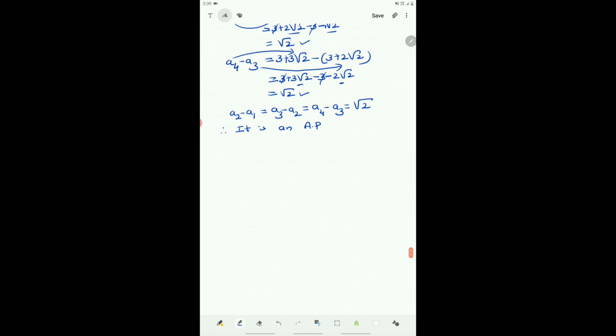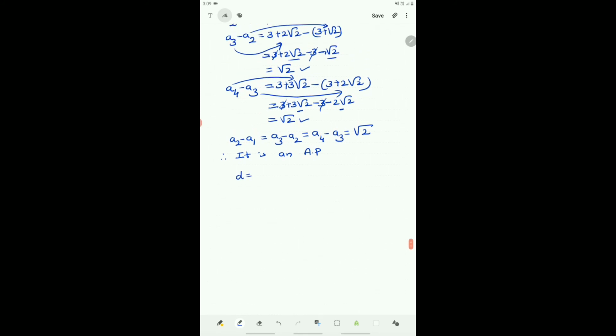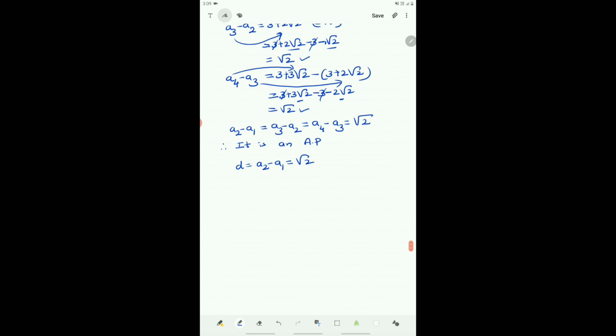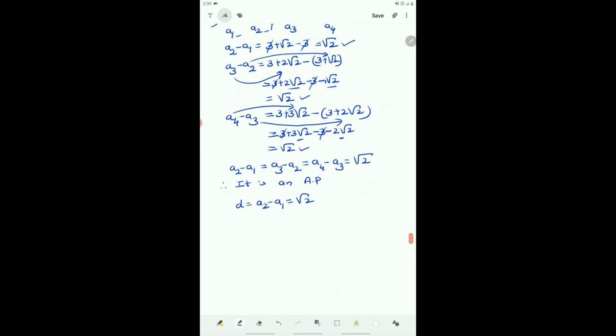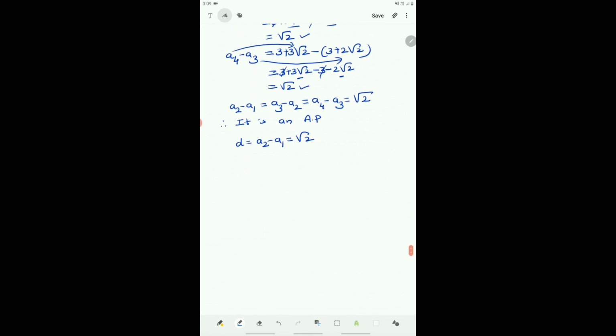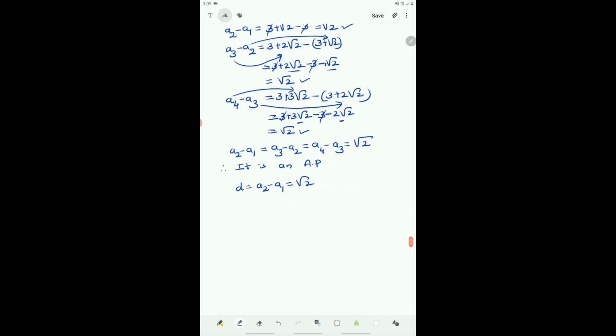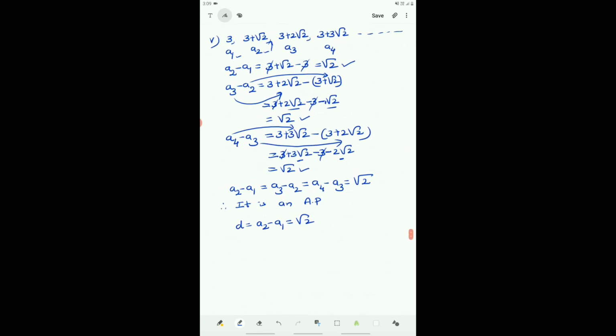So what is D here? Here D is A2 minus A1, or A3 minus A2, or A4 minus A3, all are equal to root 2. So D is root 2. Then the next 3 terms, 3 more terms. The given last term is the fourth term. You must find out the fifth, sixth and seventh terms.